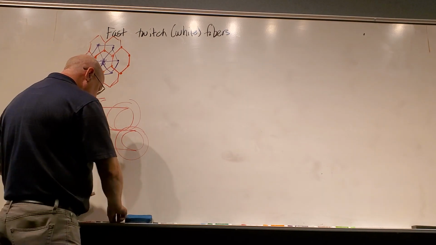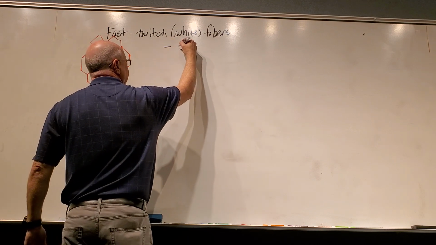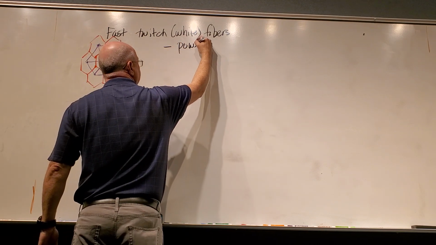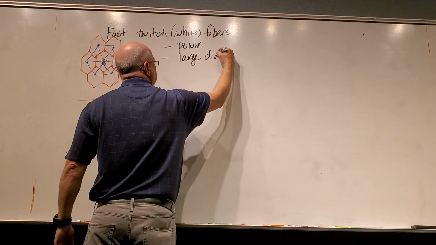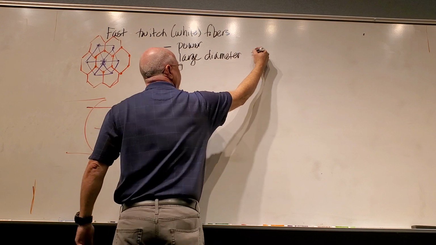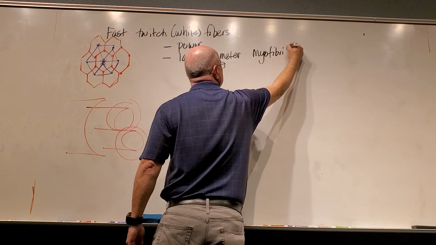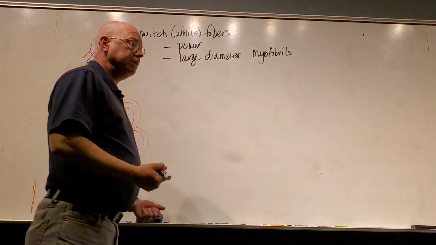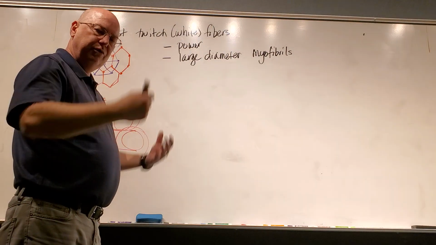So one of the things we know, several things we know about fast twitch fibers: they generate a lot of power. They have large diameter myofibrils. There's more protein. There's more arms pulling on more ropes, providing more tension.